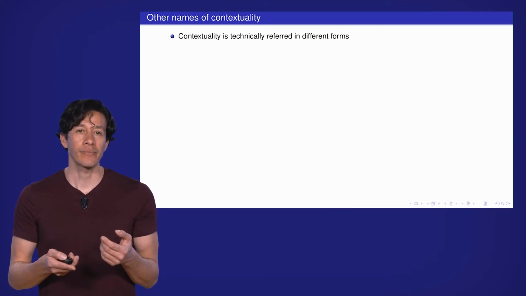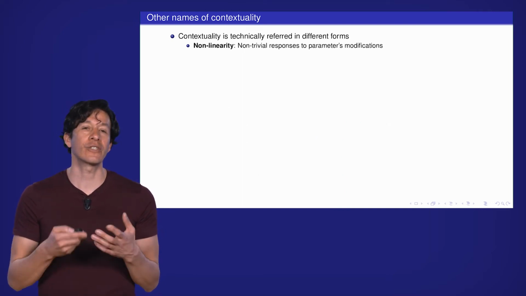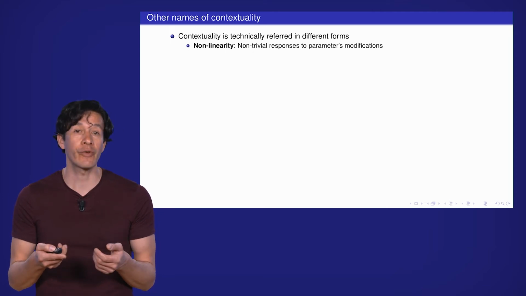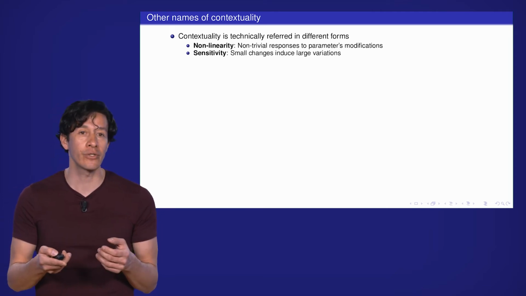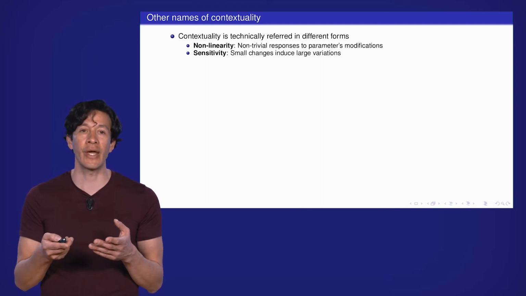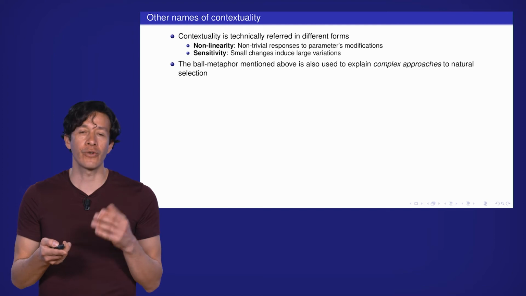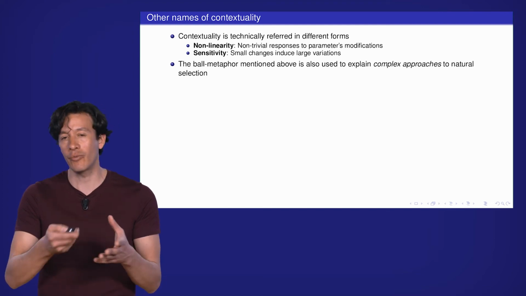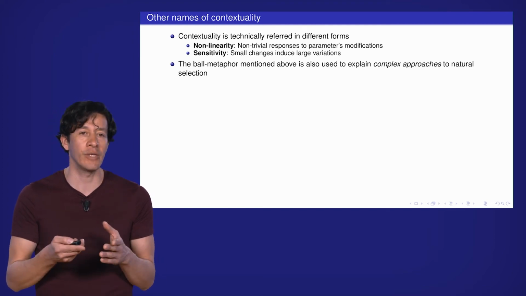Technically, contextuality can be referred to as nonlinearity or non-trivial responses to parameter modifications, or sensitivity, which means small changes induce large variations. And there are other forms of speaking about contextuality, but we will not dig much into it. It's a very deep topic.